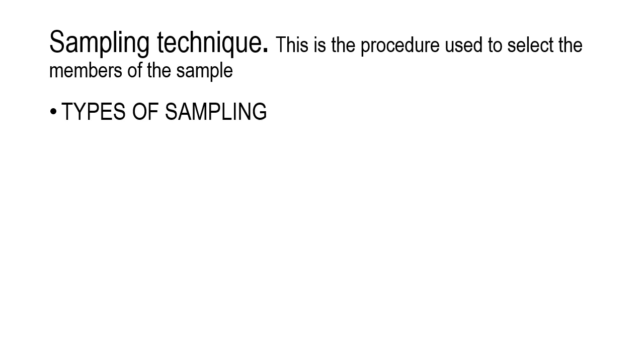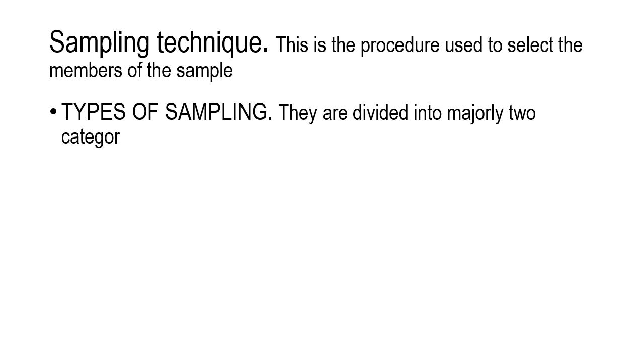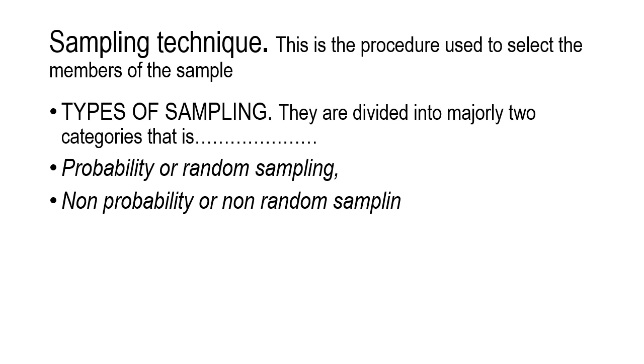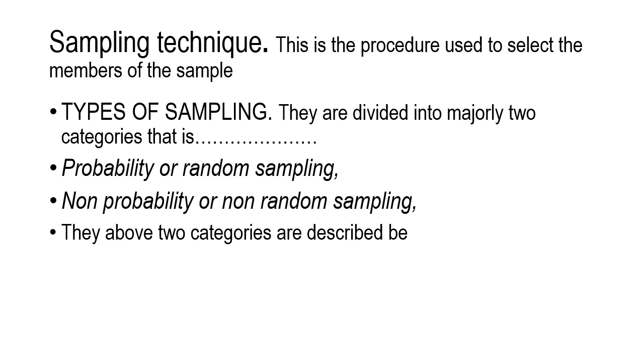So we have the types of sampling, and everyone has been confused about this. I want to clarify this from now on. There are only two types of sampling techniques: either probability or random sampling, or non-probability or non-random sampling. If there is any other method or technique, it falls under these two categories. We are going to define and describe them briefly below, and give examples and applications for each for you to understand.